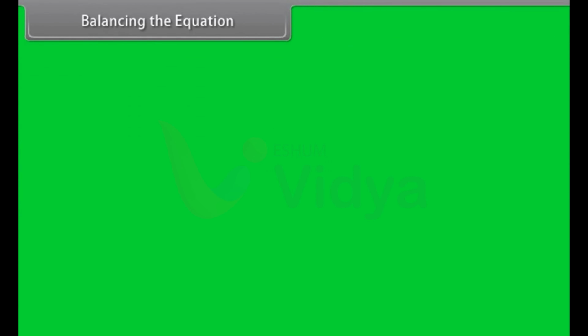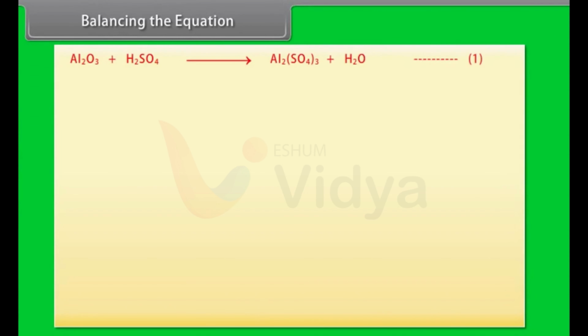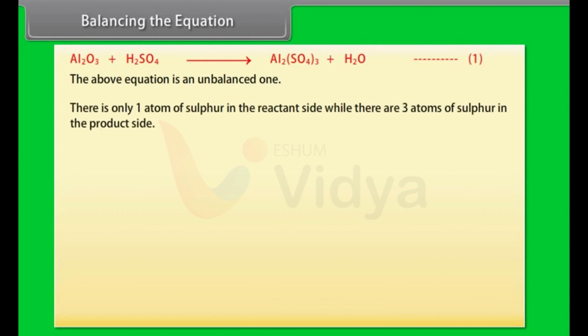Balancing the equation. Al2O3 plus H2SO4 gives Al2(SO4)3 plus H2O, equation 1. The above equation is an unbalanced one. There is only one atom of sulfur in the reactant side, while there are 3 atoms of sulfur in the product side.